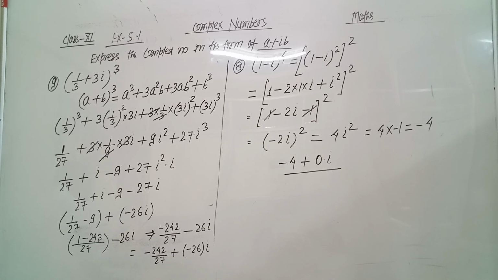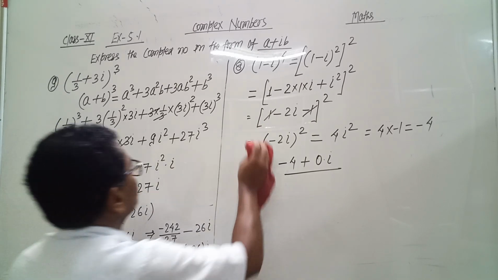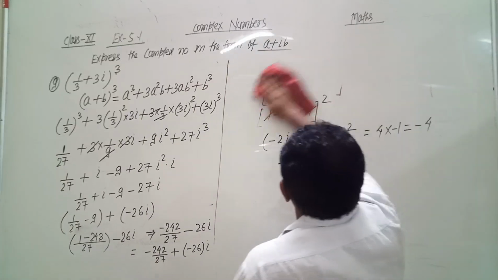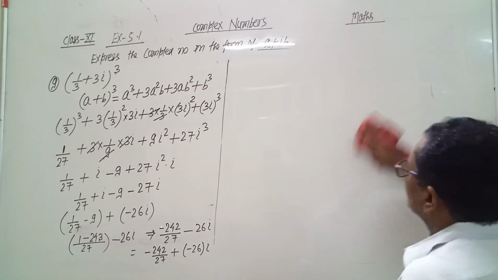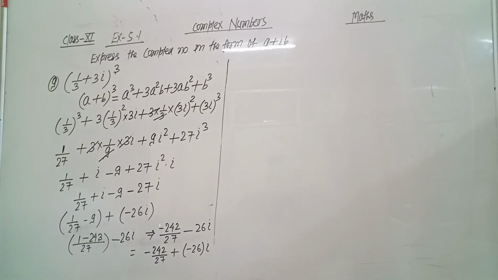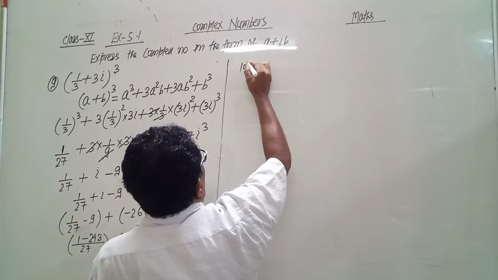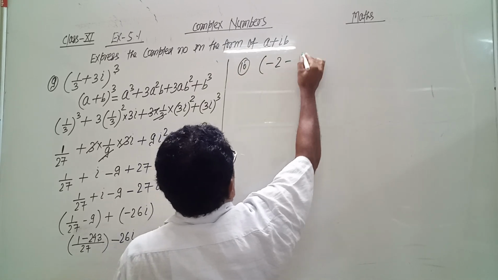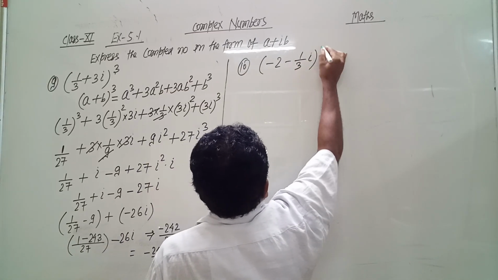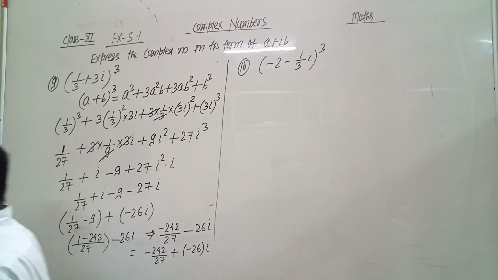Now the next question which we discuss is question number 10: (-2 - (1/3)i) whole cube.